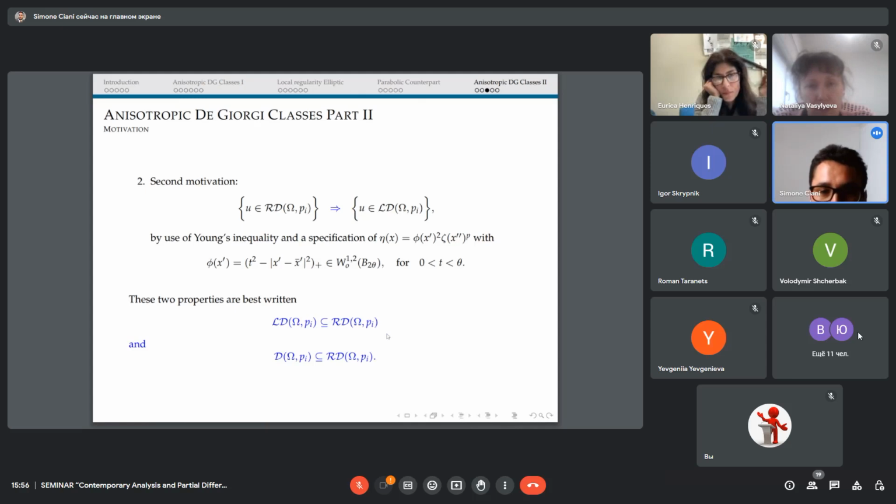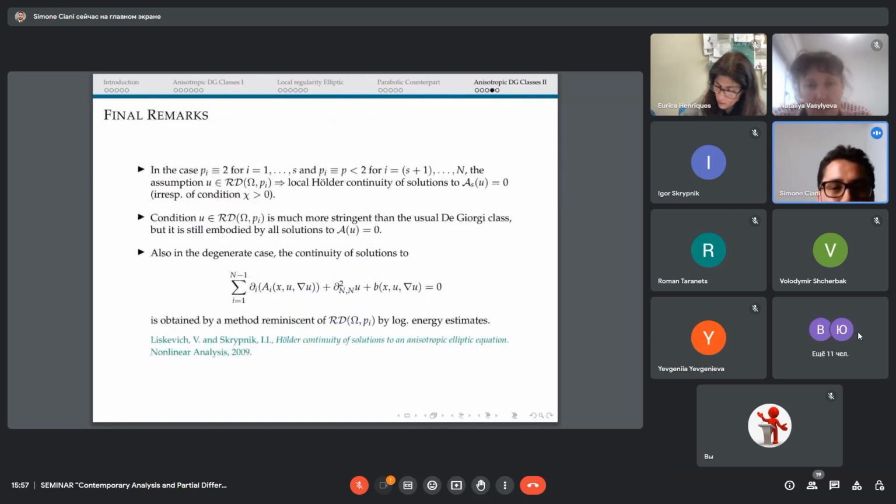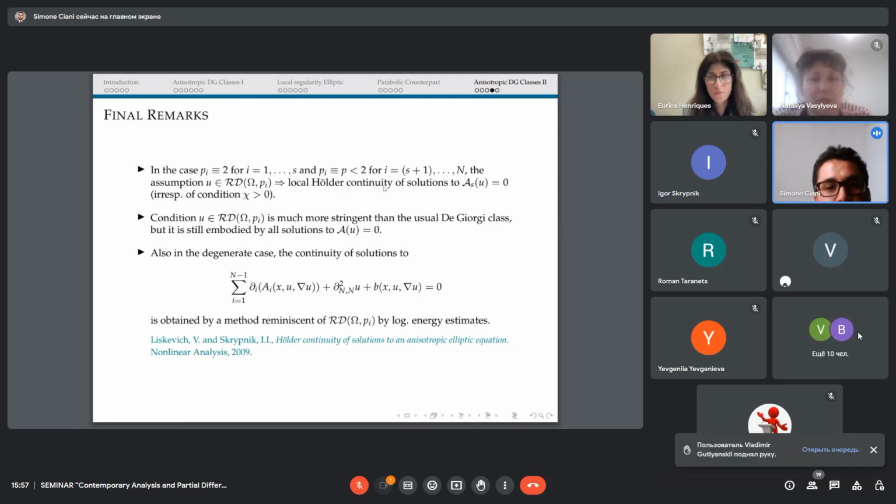So in the end, what happens is that these restricted de Giorgi classes are smaller. Here all the two inequalities are inverted, I'm sorry. So the restricted de Giorgi classes are contained in the logarithmic de Giorgi class, and also the restricted de Giorgi class is contained in the de Giorgi class. We restrict the class of the energy of the function, so that in this case we can recover all the regularity results from before. For example, in the case that we examined of the local regularity for the elliptic singular equation, the work we did with Igor, in this case pi is equal to 2 for the first s variables, and pi is equal to p for the last ones. In that case, the assumption that u belongs to the restricted de Giorgi class, and therefore that u belongs to the logarithmic de Giorgi class, implies the local Hölder continuity of the solutions of the equation.